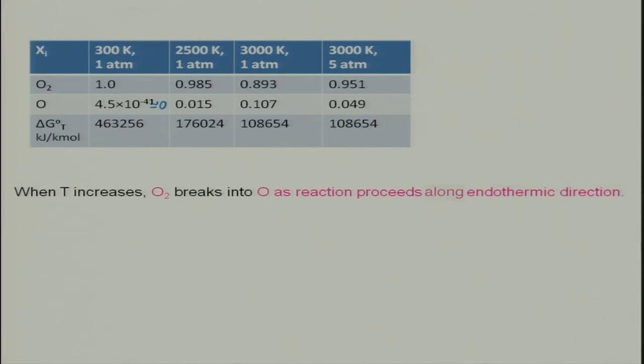That means when temperature increases, O2 breaks into O because the reaction is endothermic, and the reaction proceeds in the endothermic direction. Endothermic means basically O2 is going to O, right. So, this is the direction in which it is going. That does not mean no reaction is occurring in the opposite direction, it is occurring, but this side is more. So, therefore, you are getting decomposition of the species, right. That means O is more.